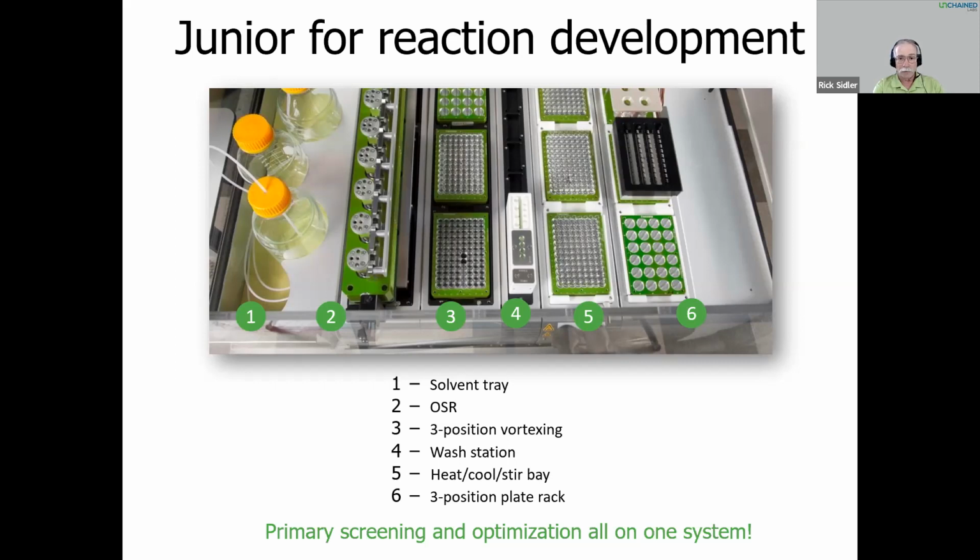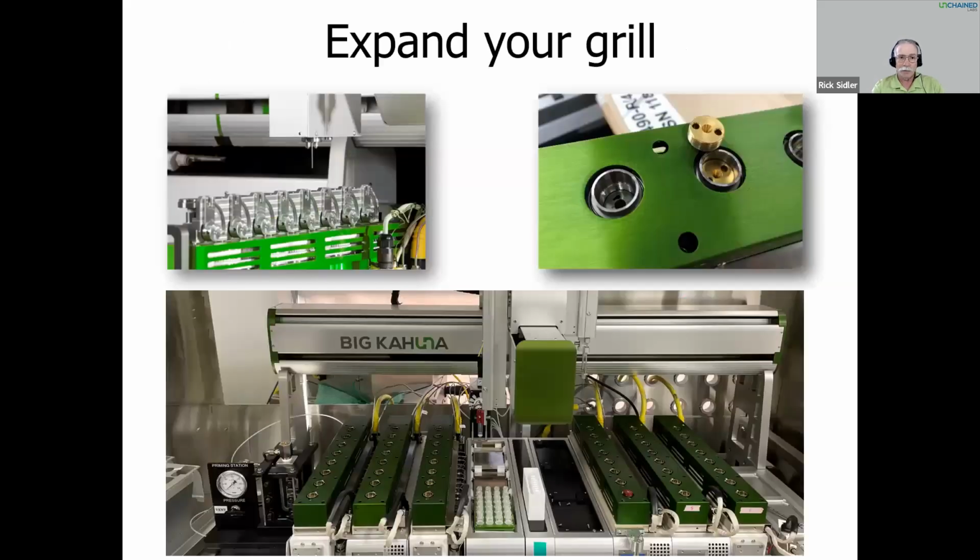and many others. You can configure a junior platform system with a single OSR module. You can configure a junior with up to 3 of those modules. You can actually put up to 6 OSR modules on a single big Kahuna chassis, as you see here in the bottom picture. That really allows you to have a lot of diversity for larger scale development needs.